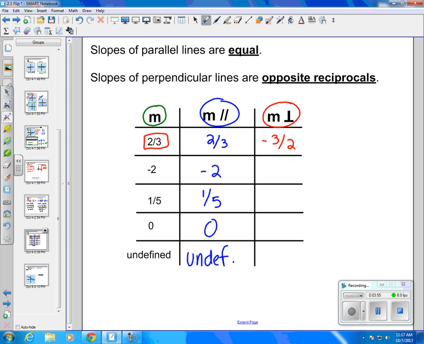The opposite reciprocal of 2 in the next example would be 1/2. We go from positive to negative, and 2 is like 2 over 1. So when we flip that, it becomes 1/2. 1/5 would become -5 over 1, or -5.